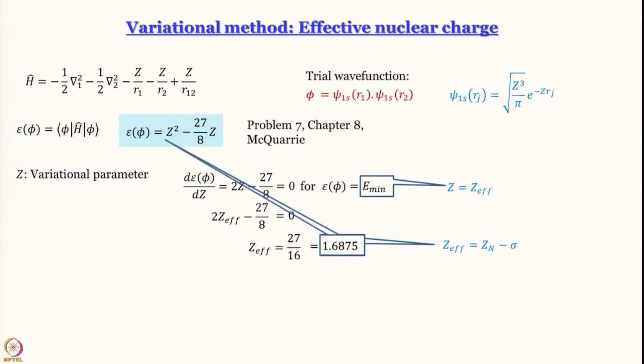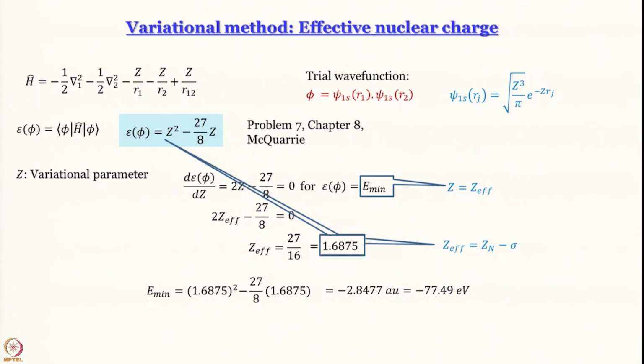Now what will we do? To find the value of E min, we take this effective nuclear charge and plug it into the expression for epsilon. So, we know Z effective, we plug the value of Z effective in the expression for epsilon to find E min. Let us do that. E min turns out to be 1.6875 square minus 27 by 8 times 1.6875, that turns out to be minus 2.8477, which translates as 77.49 electron volt.